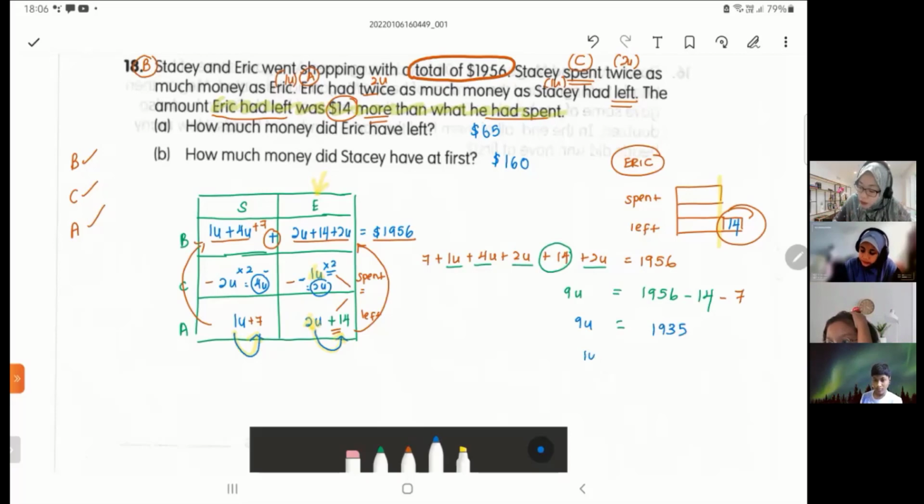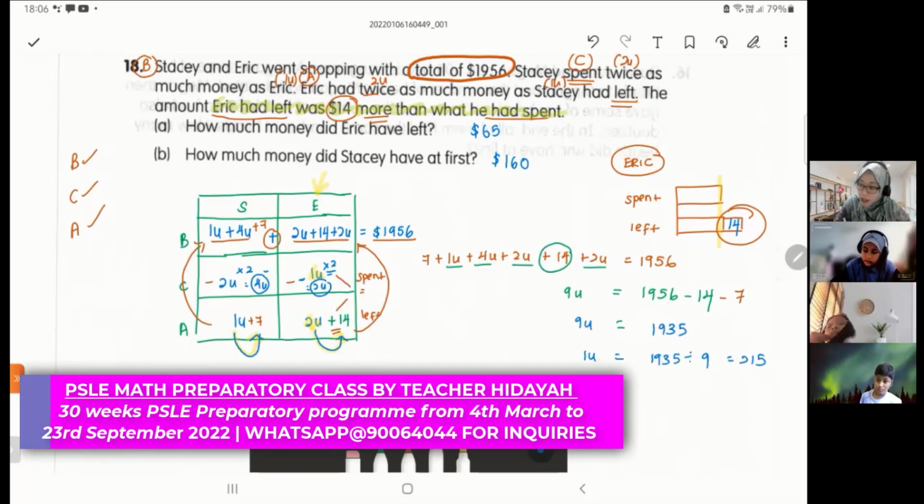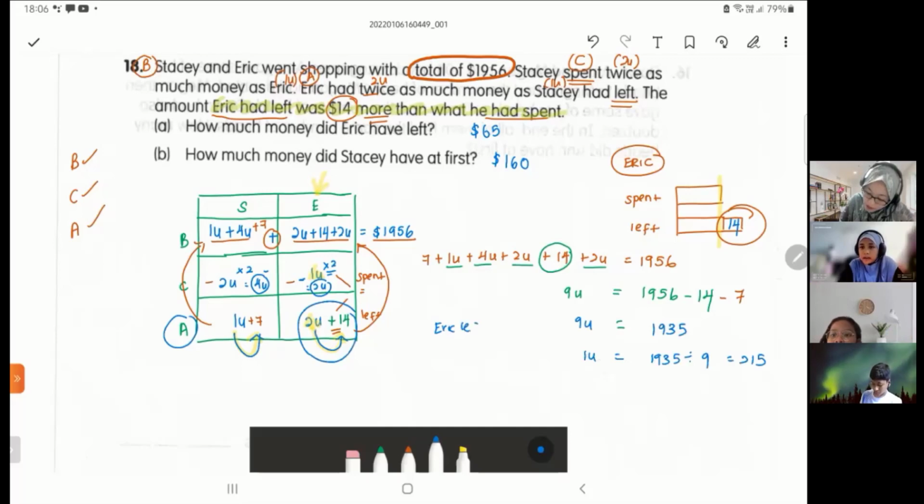So 1 unit will be 1935 divided by 9 equals 215. Now, the amount of money Eric has left. If you look at Eric, leftover is after. I want to know this one. So Eric left will be 2 units plus 14. 1 unit is this much, right? So 215 times 2, answer plus 14. The answer will be 444. Okay, this is the answer for part A.